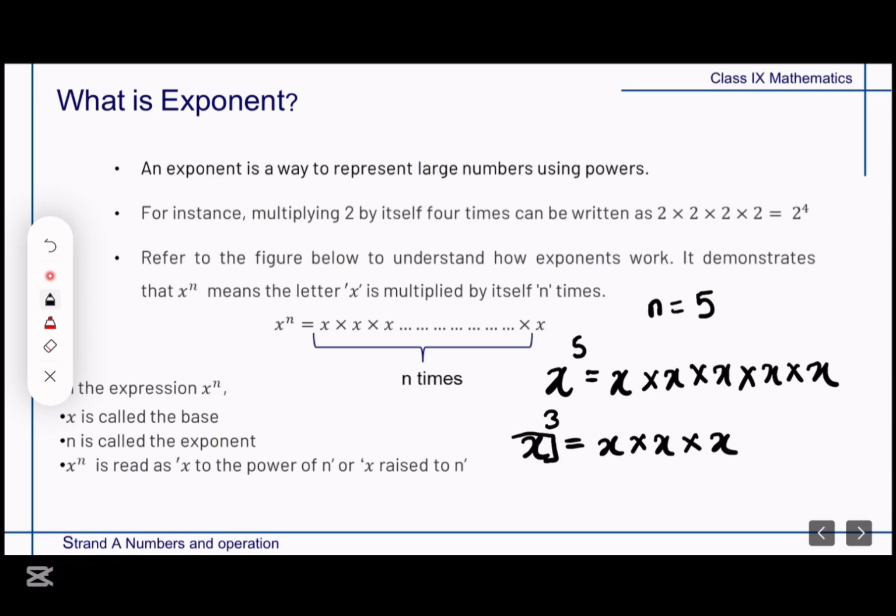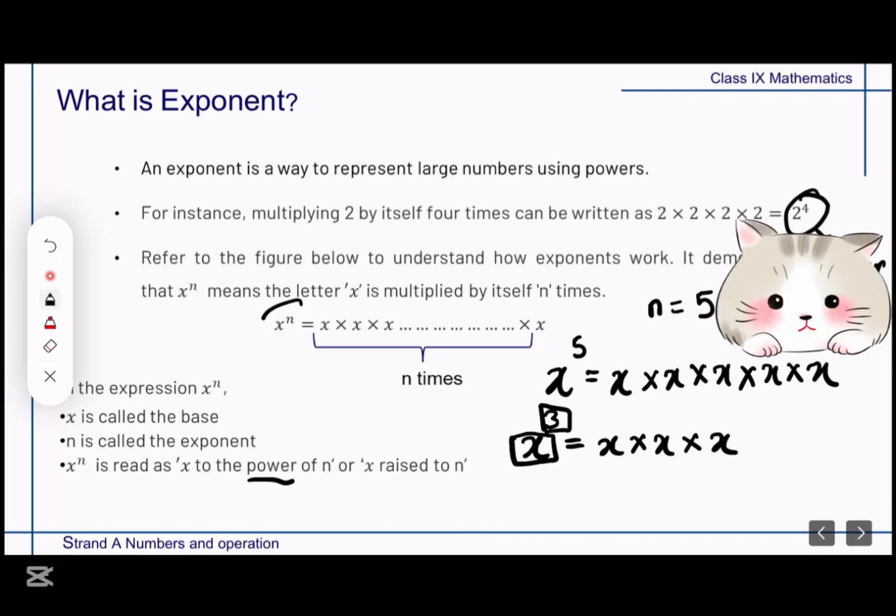we have a base and it is raised to an exponent. So x is known as the base and n is known as the exponent. If you want to read it, it is read as x to the power of n or x raised to n. So for x raised to n, we call it the power of x. Now I'm sure you understood the pattern here.